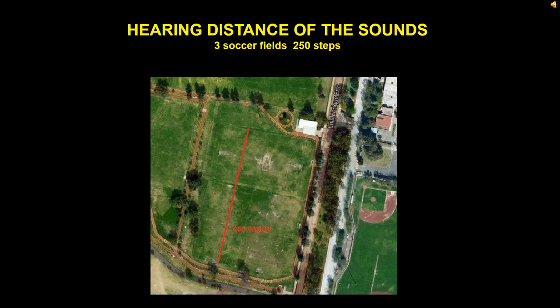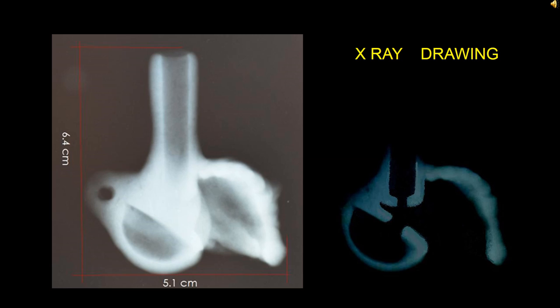The audible range of the wind sound was measured in the playing fields of the National Polytechnic Institute, Mexico City. The red line shows a distance of 250 steps, about three soccer fields or a baseball field. It means the resonator sounds could then, and can today, be clearly heard inside any ancient ceremonial space. The internal structure and morphology of the resonator is shown in the X-ray and the drawing of the sound mechanism.